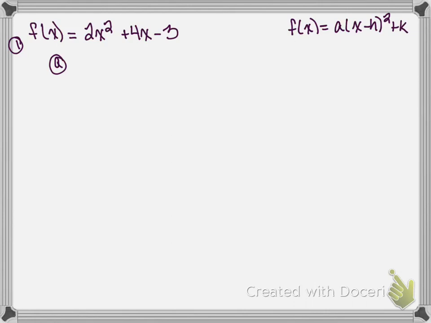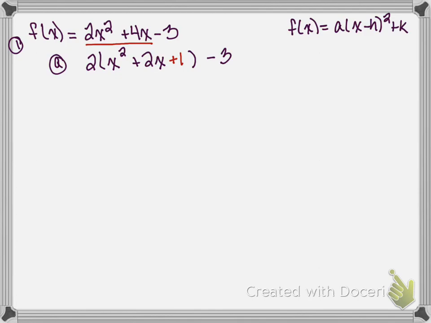So the first thing I'm going to do is factor a 2 out of just the first 2 terms. Okay? I'm going to leave that in the parentheses, and that negative 3 is going to be on the outside. Then I'm going to take half of 2, which is 1, and I'm going to square it. And I'm going to add that inside.